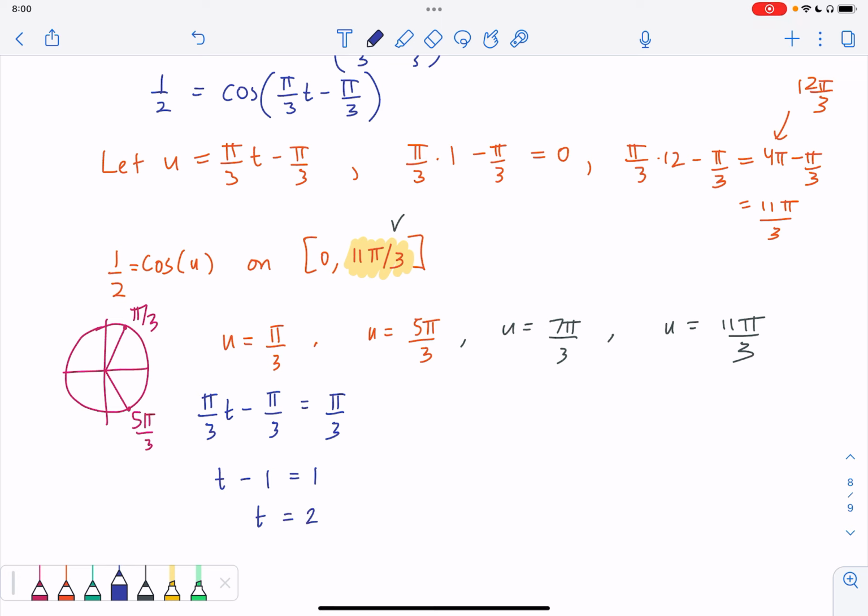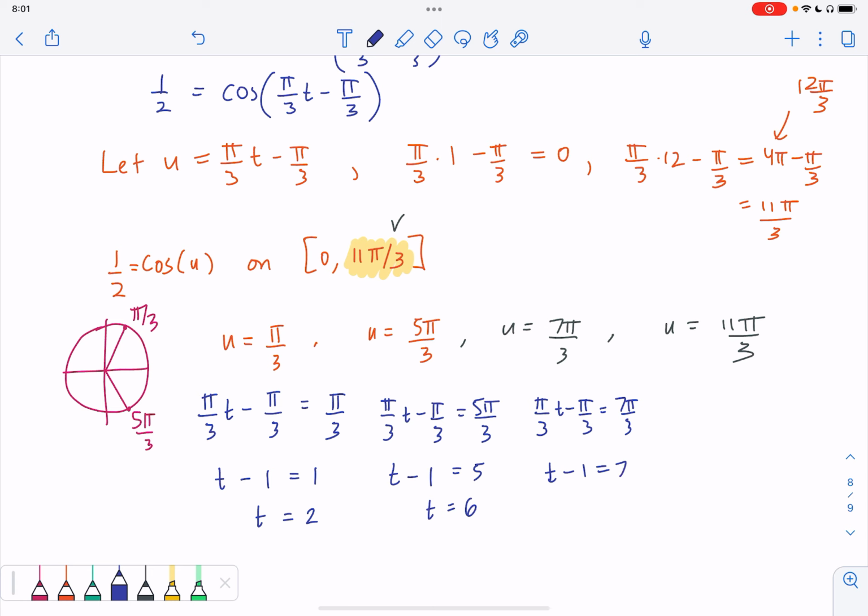So again, I just divided out pi over 3 from each term. I can do the same thing over here. Pi over 3 t minus pi over 3 is 5 pi over 3. If I divide out pi over 3 from each term, I get t minus 1 equals 5. So t equals 6. Do it again. Pi over 3 t minus pi over 3 equals 7 pi over 3. I get t minus 1 is 7, so t is 8. And then over here I get pi over 3 t minus pi over 3 equals 11 pi over 3. t minus 1 equals 11, so t equals 12.